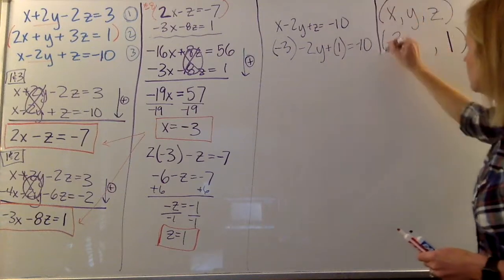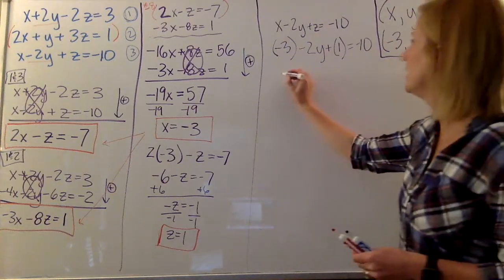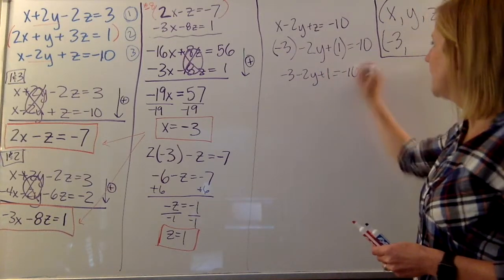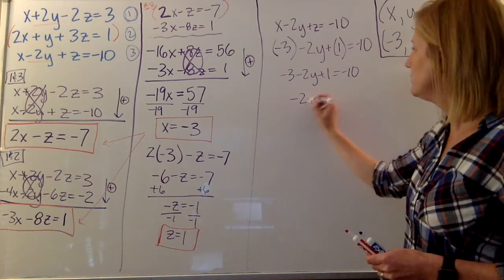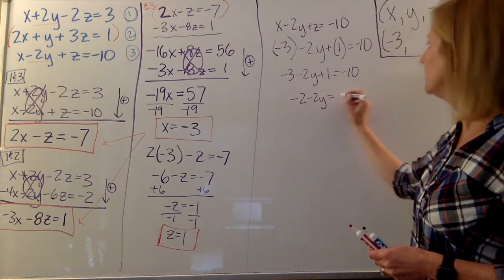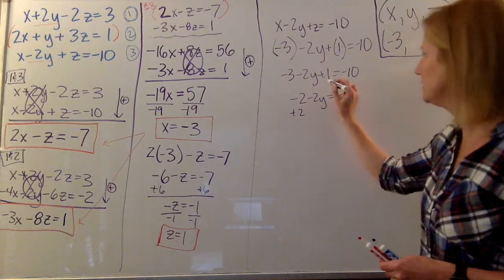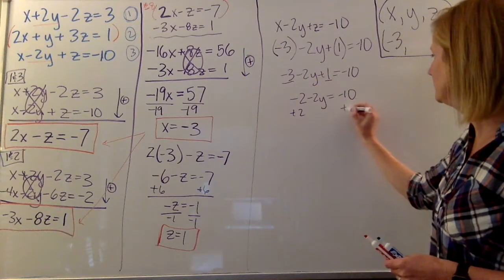Okay, I'll get confused with these guys over here. So I get negative 3 minus 2y plus 1 equals negative 10. So I get negative 2 minus 2y equals negative 10. All right, so then I add 2 to both sides. Notice here I just combined like terms.